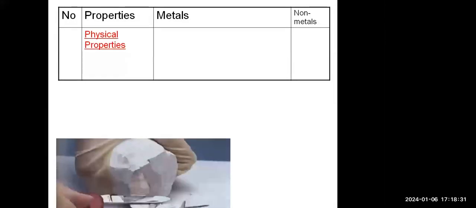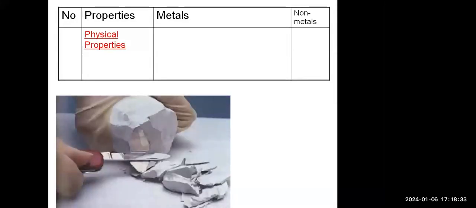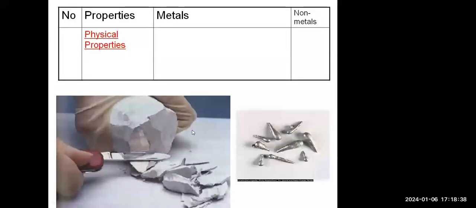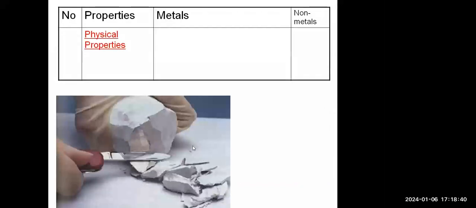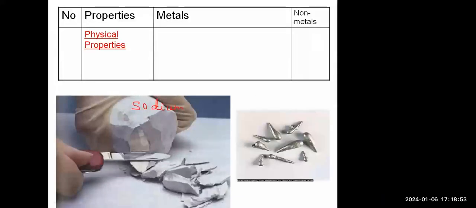Here we were discussing the physical properties of metals and non-metals. This is a white colored metal which is being cut with a knife, and it is sodium. This sodium metal is being cut with a knife. So it is this soft, and this is potassium metal over here. It can be broken into pellets with the help of hands only.